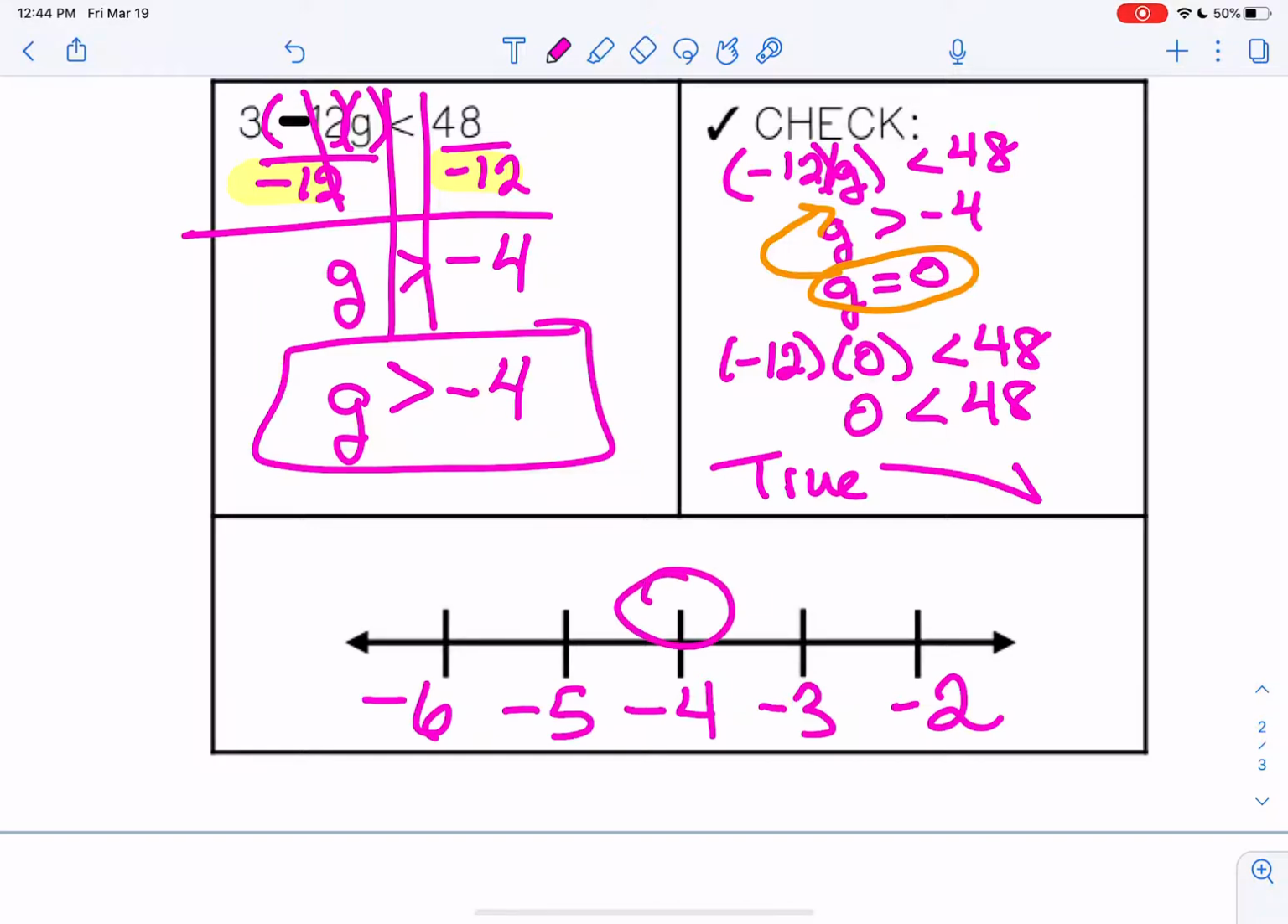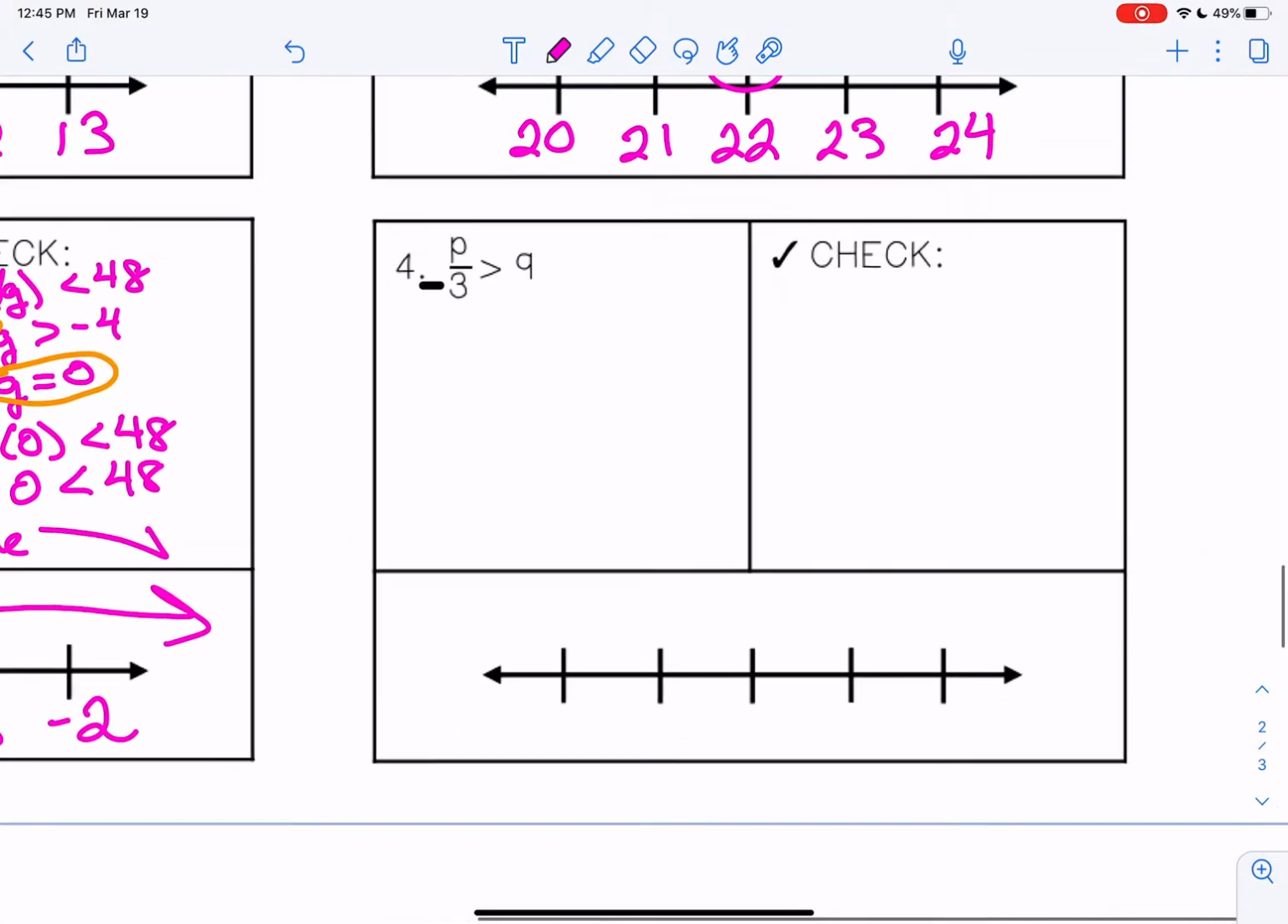Now I put my bubble on the negative 4. It stays empty because there's no equal sign attached to it. And Pac-Man is eating G. So that means G is bigger than negative 4. And I'm going to point my arrow towards all the numbers bigger than negative 4. Okay, so that was an example of if you have multiplication and you need to divide.